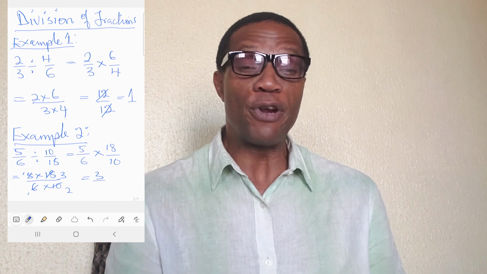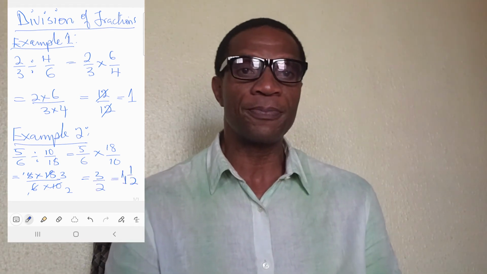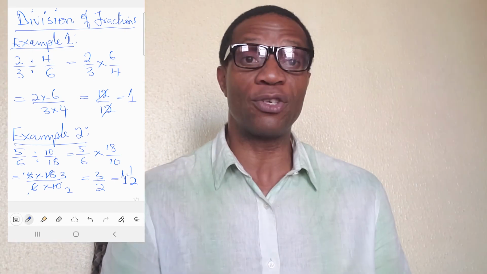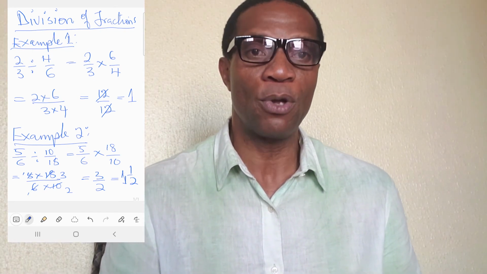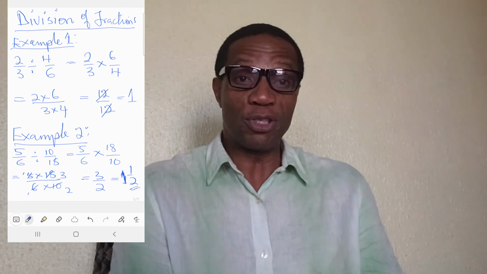3 over 2 will reduce to a mixed fraction, which will give us the numbers 1 and 1 over 2. So that just gives us a second example on how to divide fractions. Of course, it ends up with multiplication.